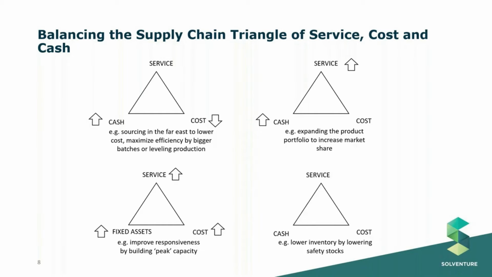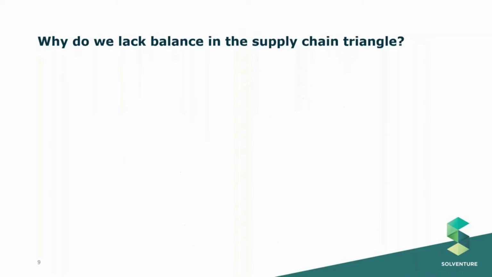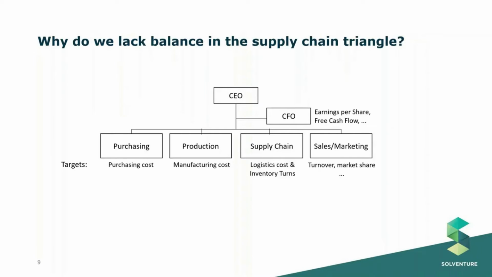And desperate supply chain managers have lowered inventories by lowering the safety stocks. That's good for the inventory, but bad for the service. And if you have service issues, you also get operational firefighting costs. So the idea of the triangle remains that as companies, we struggle with the balance, and a lot of it has to do with functional targets.